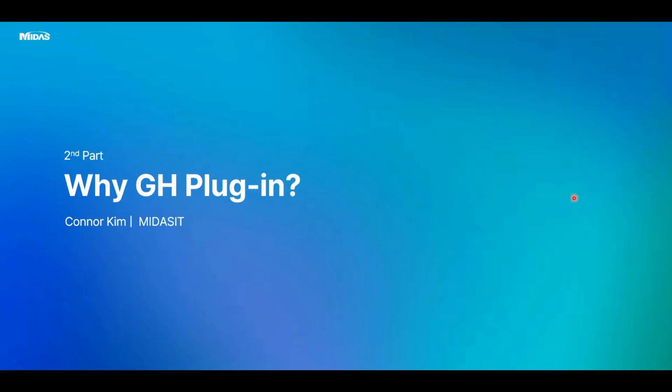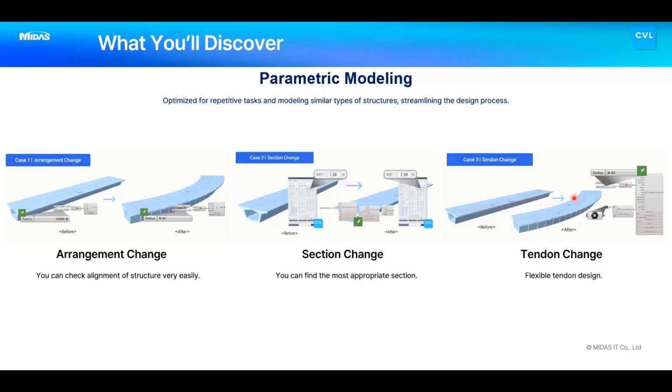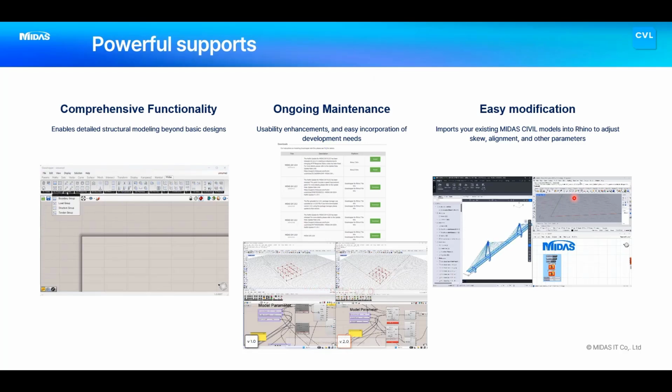So to use Civil NX and Grasshopper together, we created a GH plugin on the Grasshopper side. Traditional structural analysis software requires a lot of effort, even for simple modifications. However, with Civil NX and Grasshopper, engineers can easily adjust models at any time and quickly generate similar models for future projects. We have some great advantages.